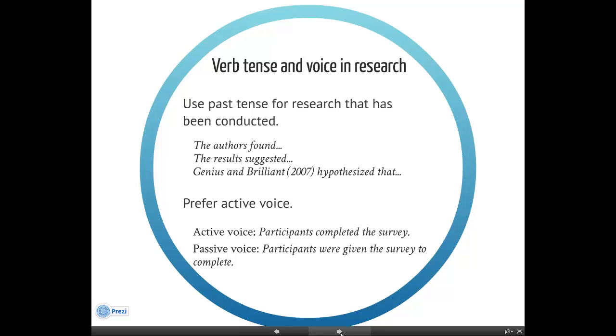Example: active voice. Participants completed the study. Passive voice. Participants were given the study to complete.